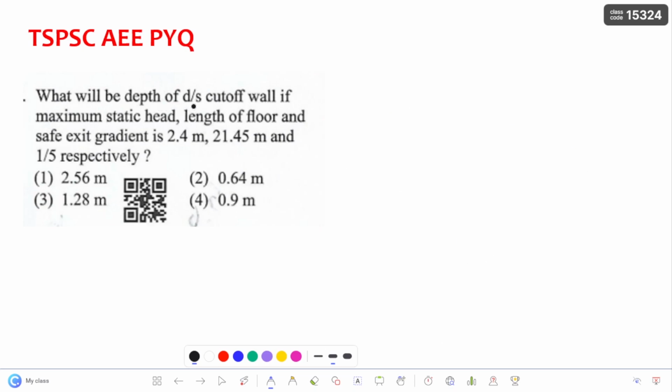Let's come to the next question. What will be the depth of downstream cutoff wall if maximum static head, length of floor and safe exit gradient are 2.4 meters, 21.45 meters and 1 by 5 respectively?